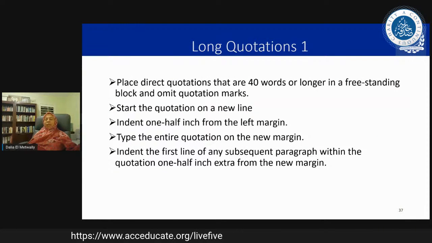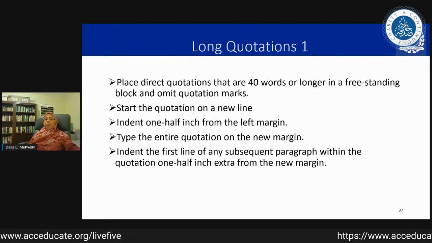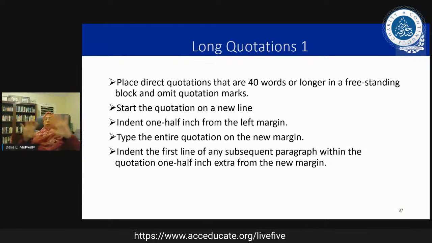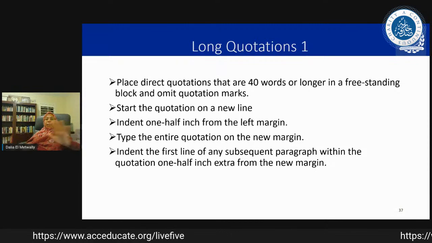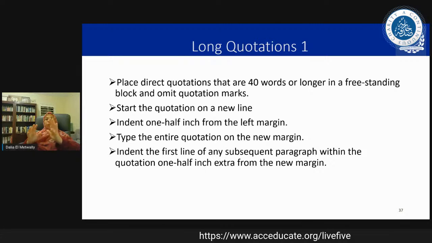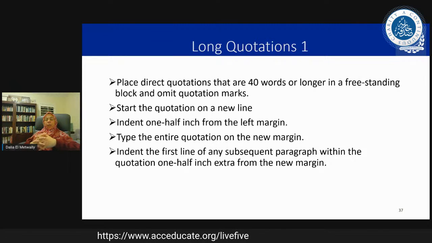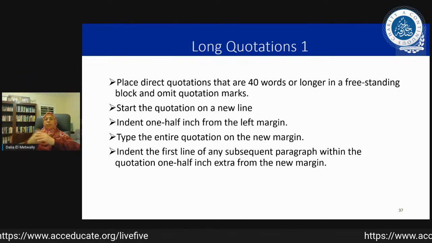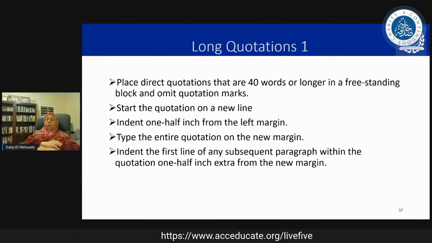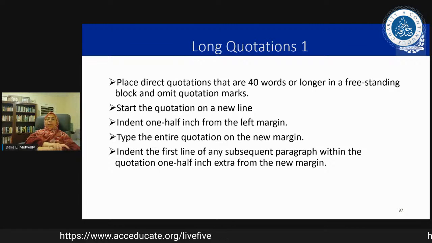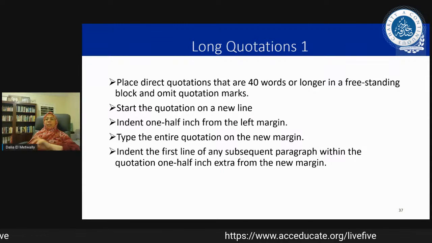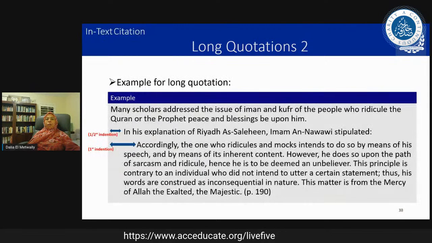In long quotations, anything that is 40 words or longer, we're going to have a freestanding block. We're going to omit all quotation marks. And again, this did not change from the 6th edition. We are going to start the quotation on a new line, and then we will indent 1/2 inch from the left margin. We'll type the entire quotation on the new margin. Remember, no quotation marks. And then sometimes we are quoting a whole paragraph, so we're actually going to indent an extra 1/2 inch for the first line.